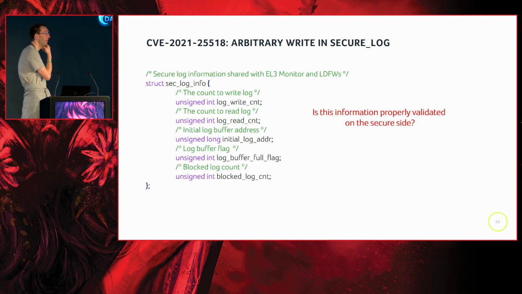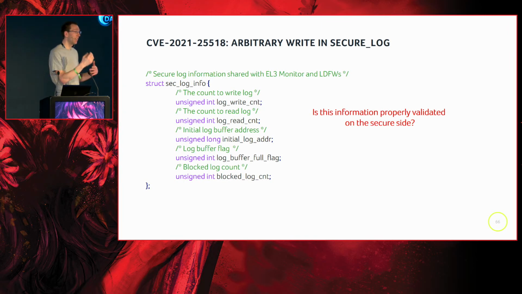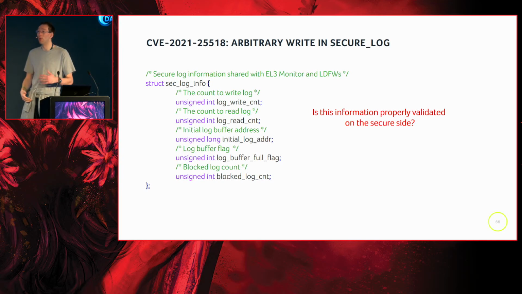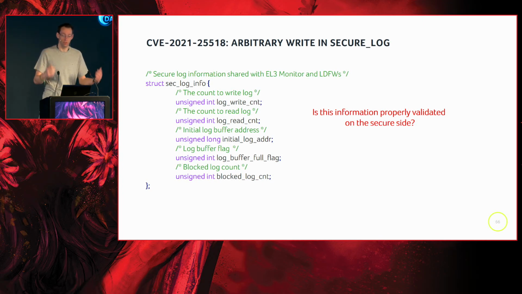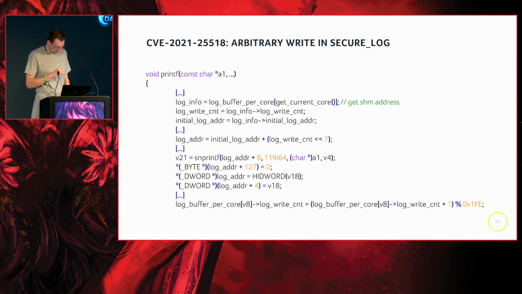Well, of course, we properly validate this information, right? Because we share it across the security boundary from the normal world to the secure world. Both the normal world and the secure world are dealing with this information, changing the read counter, changing the write counter. This is perfectly validated, right? So let's take a look at how printf is actually implemented.